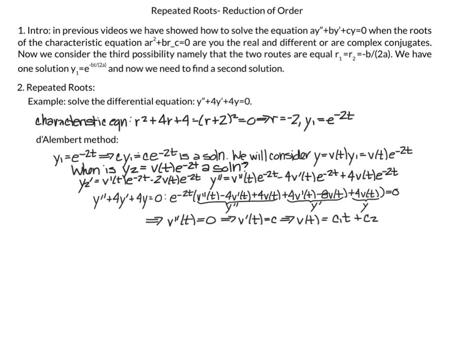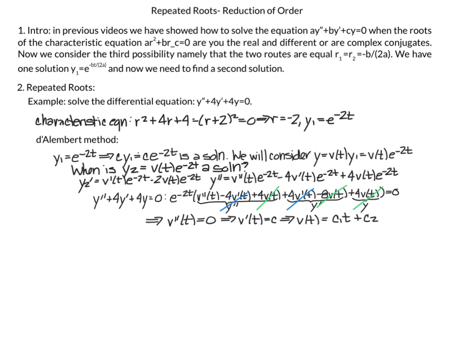And when I look at this, a bunch of this cancels out. My v prime, there's a minus 4 and then a plus 4 v prime. Looking at my v of t terms, here I have 4, so I have 8 v of t, which cancels with this v of t. So what I'm left with is v double prime of t is equal to 0, because e to the minus 2t is never equal to 0.